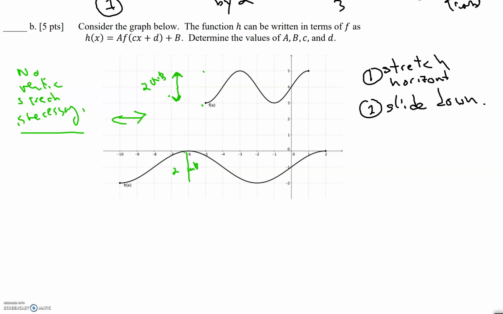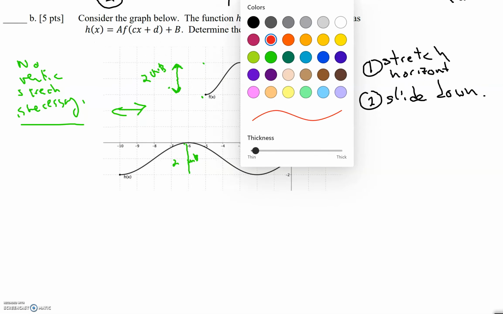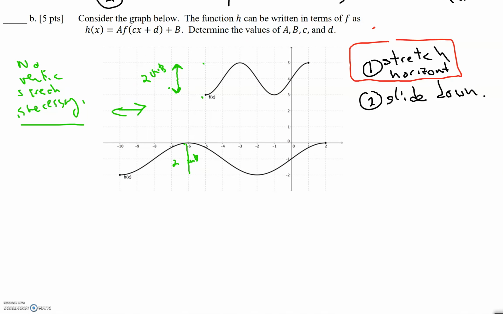So, stretch horizontally. Let's talk about that. How do I determine the horizontal stretch? There's a couple of things we could do to wrap your head around this, but one thing is just to follow some points around. For example, this point here is -5, 3. And I hope you agree that this is the point that it looks like it should correspond to.